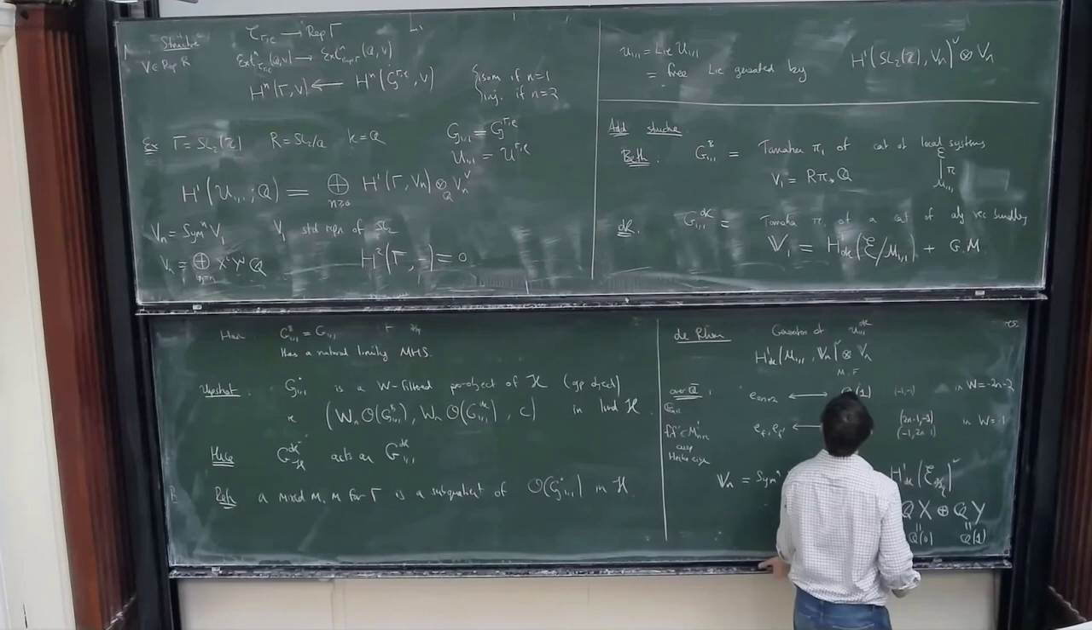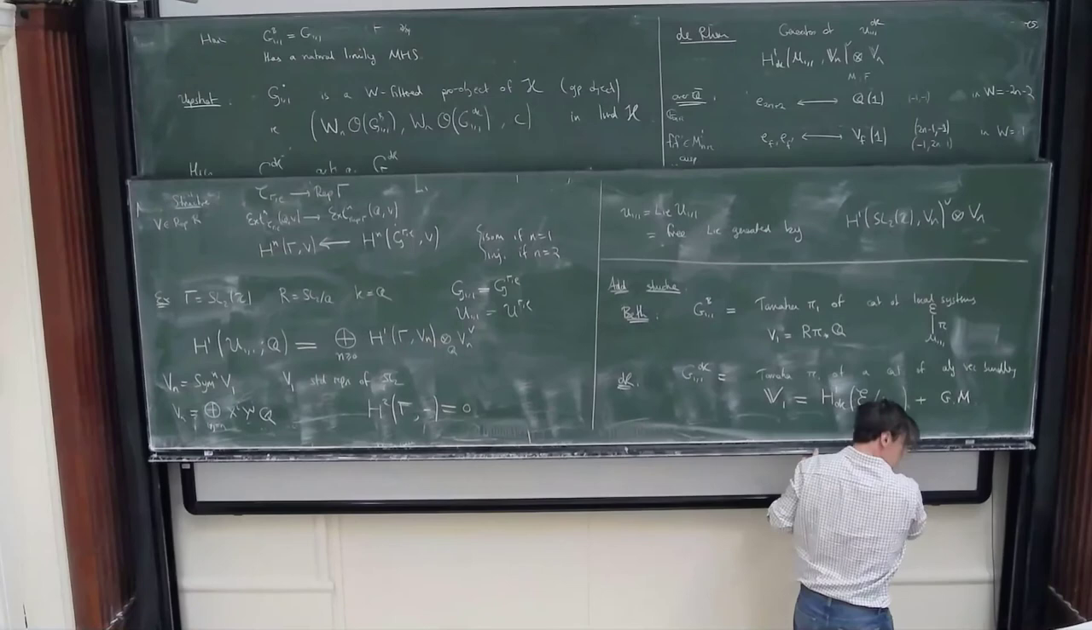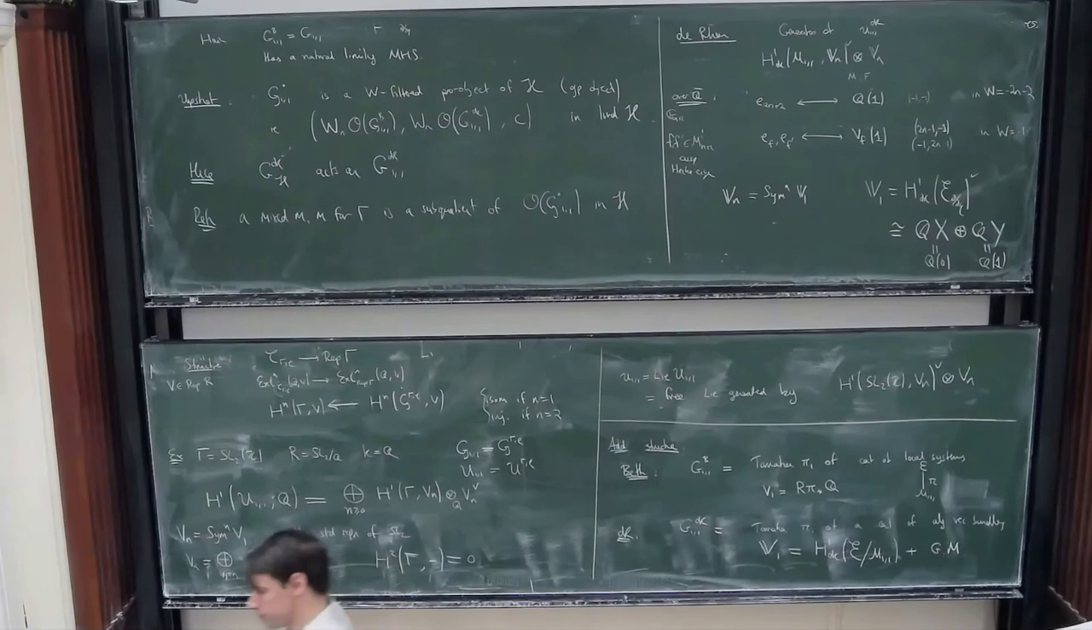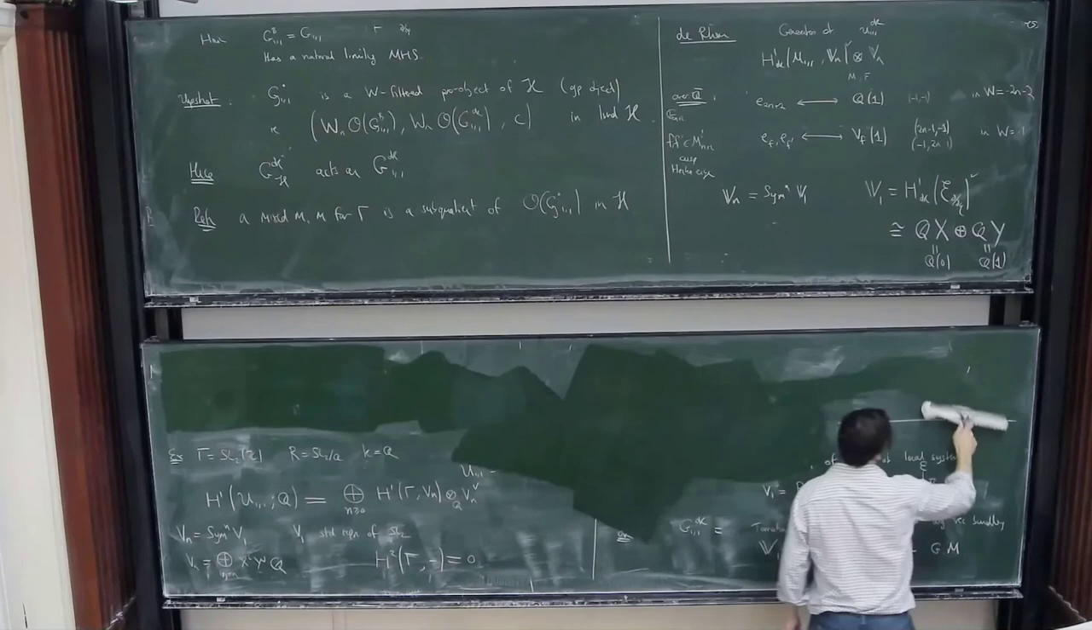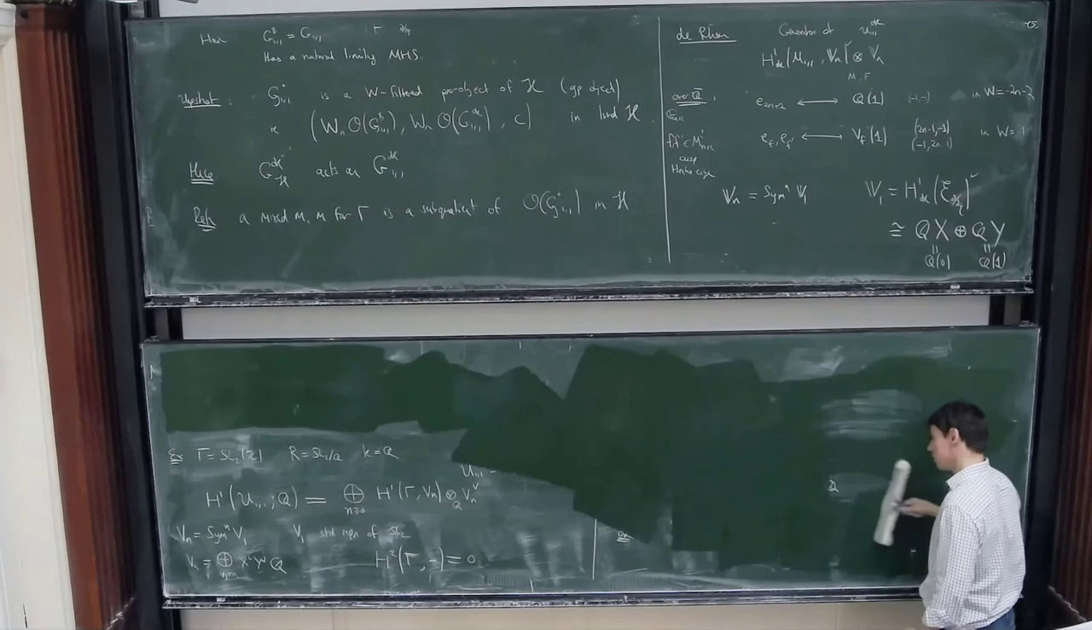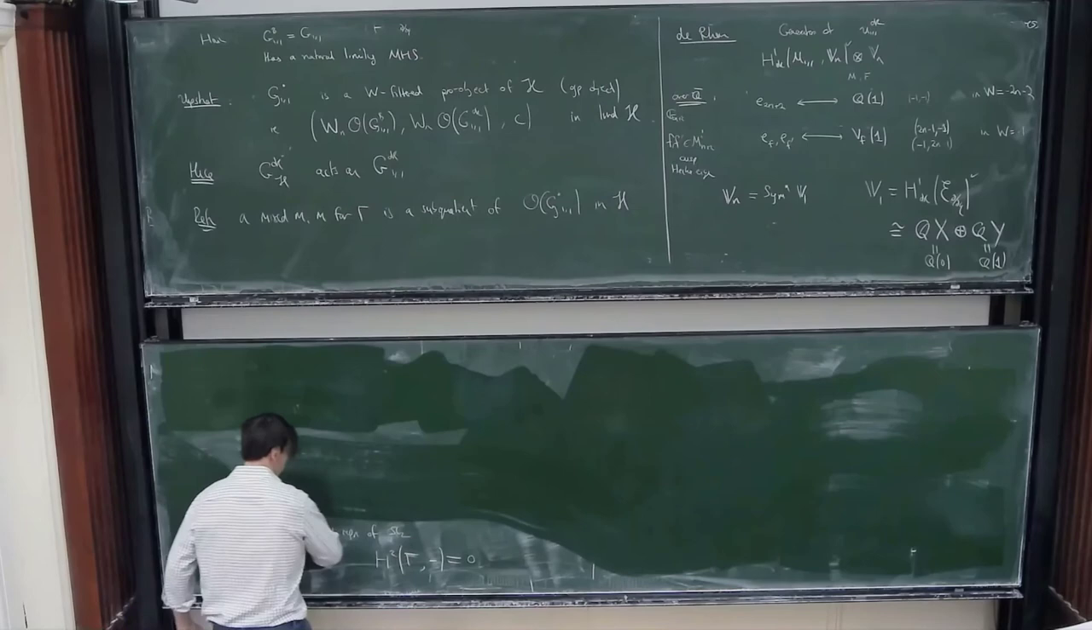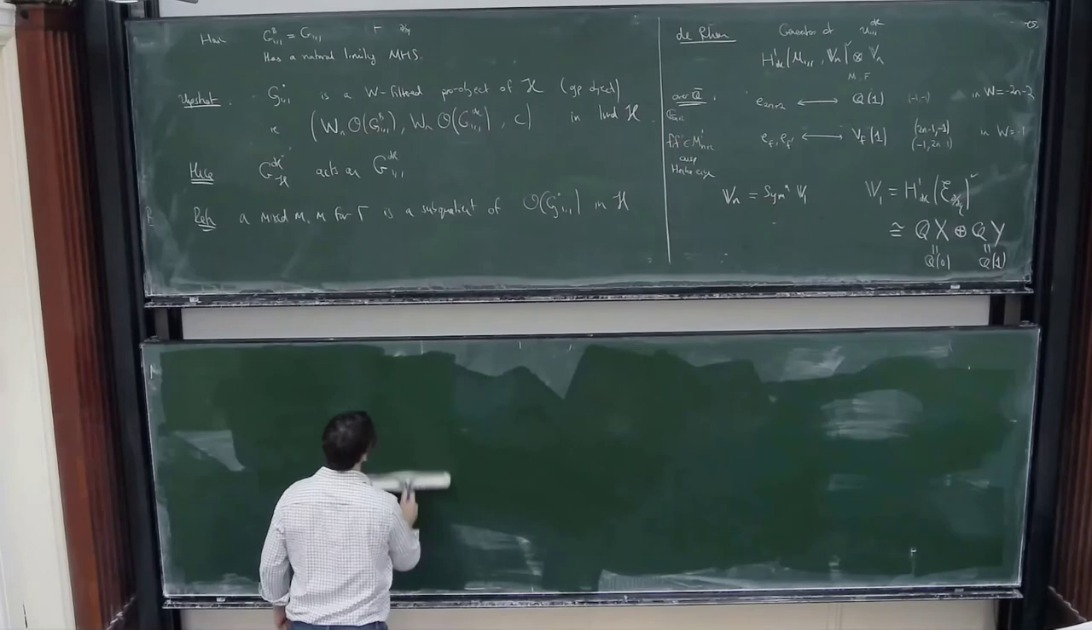Okay, so with that, I will now just draw a picture of the relative completion and then stop. So this picture is the analog for P1 minus 3 points. So in P1 minus 3 points, we just have the Lie algebra of two generators, e0 and e1, where e0 and e1 correspond to the differential forms dx over x and dx over 1 minus x. So maybe I'll write this.